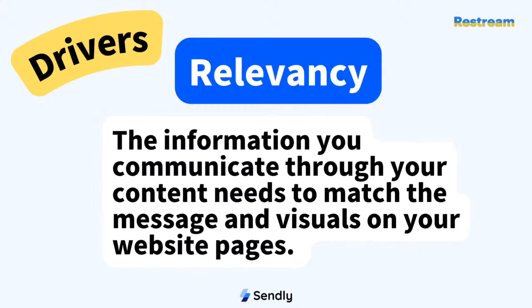All right. So we've got relevancy. This is obviously number 1. The information you communicate through your content needs to match the message and the visuals on your website pages. If you sell, say, cat food on your website and you're constantly posting about dogs, then you don't really have that relevancy there.